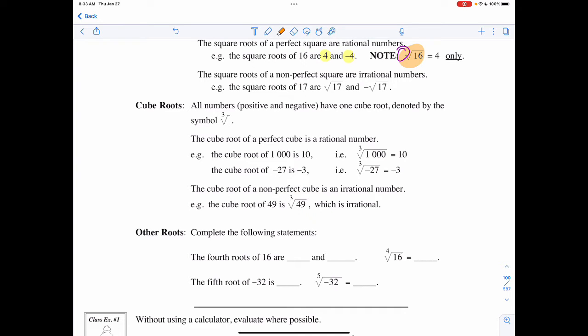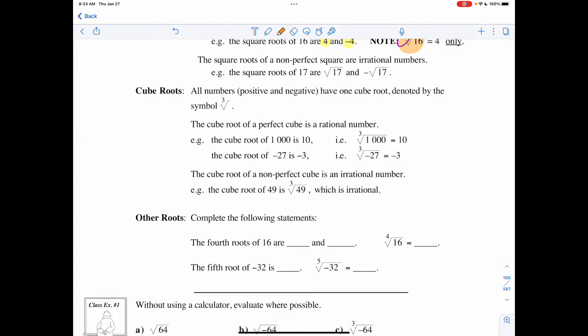The cube root of a perfect cube can be a rational number, so the cube root of 1000 is 10. The cube root of negative 27 is negative 3. The cube root of a non-perfect cube is an irrational number, so the cube root of 49 would still be the cube root of 49 because we can't simplify it beyond there.